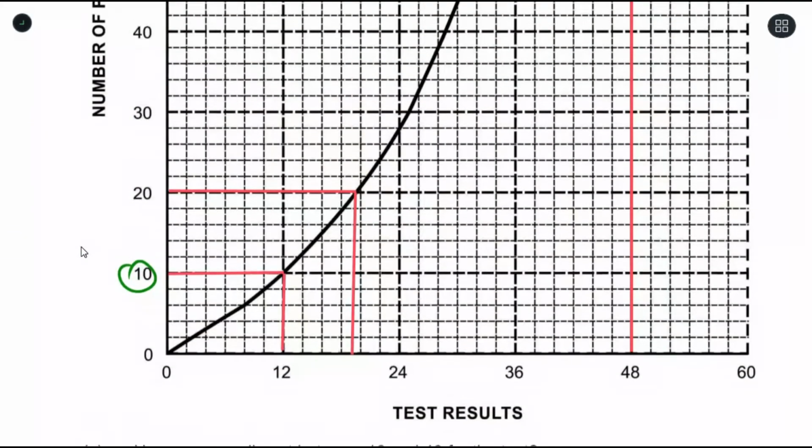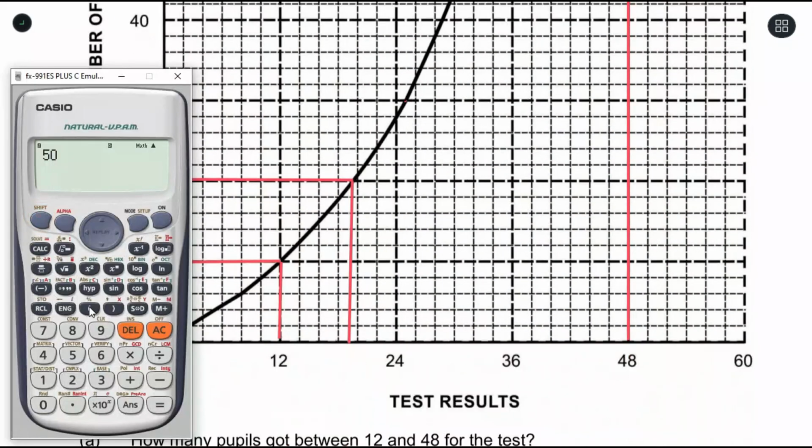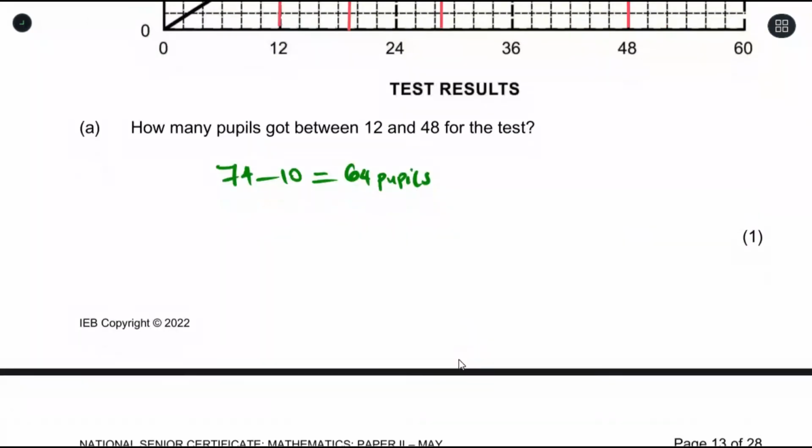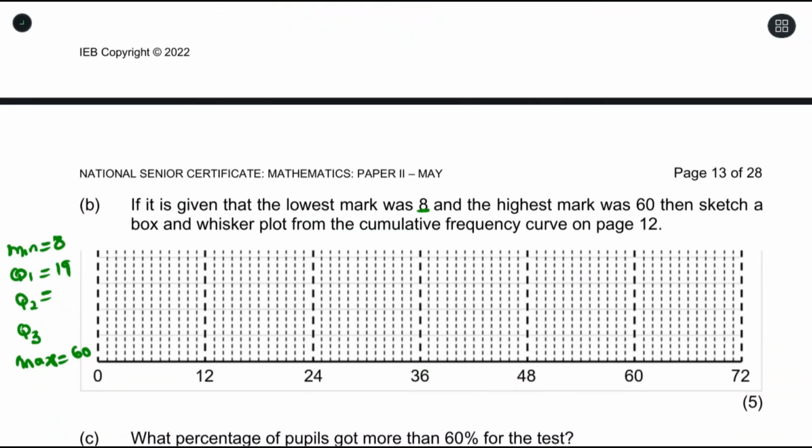For Q2, it is 50% of my data, so 50% times 80 is 40. I go to 40, draw a straight line through it, and connect it downwards. Reading the scale, this is 24, 26, 28, 30. So between 28 and 30, I can call that 29. So Q2 is 29.